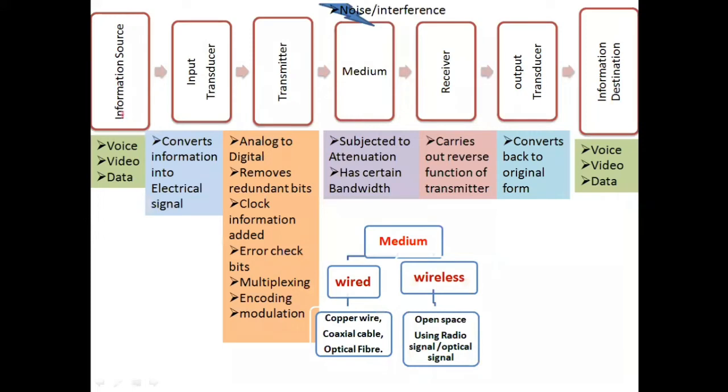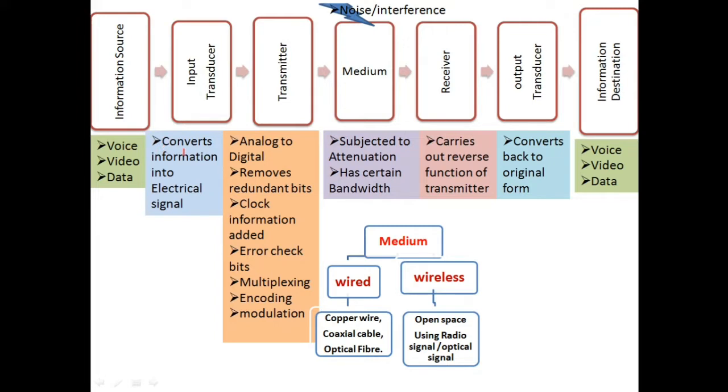So what does this process consist of? The information may be in the form of voice, video, or data. When we want to transmit it in the communication system, this information is required to be converted into a format that is suitable for the medium. For example, if it is voice, it is required to be converted into an electrical signal. If video and data are already in the form of digital signal, then no conversion may be required, so the transducer may not be required.